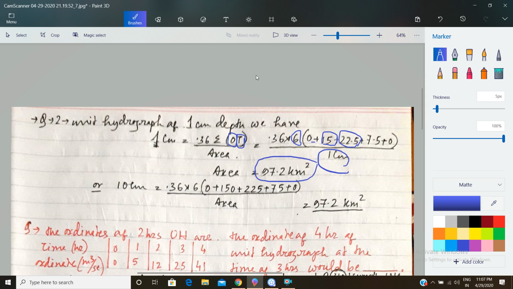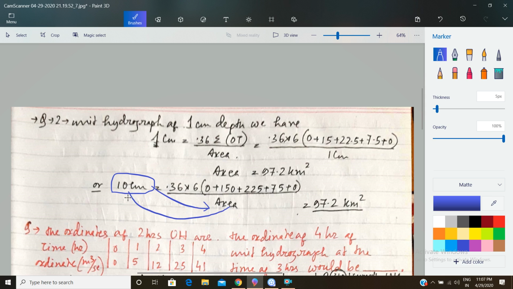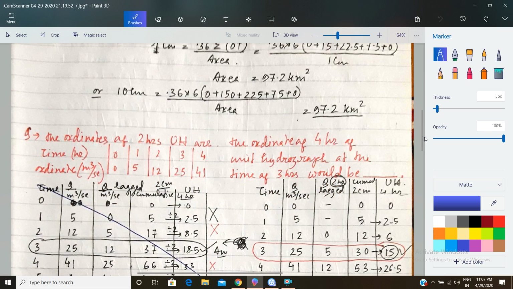Okay, from the direct runoff hydrograph we can also calculate this. See here, 10 centimeter was the direct runoff. Okay, this one is the depth. Take this here and take this one here. Now 0.36 into 6 hour duration, and the ordinates, follow the ordinates from the direct runoff hydrograph just calculated. 0, 150, 225, 75, like this. You will get the area also. Understood? Okay, now comes the next one.